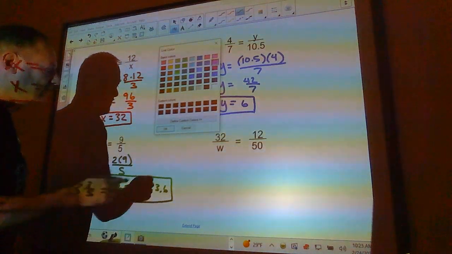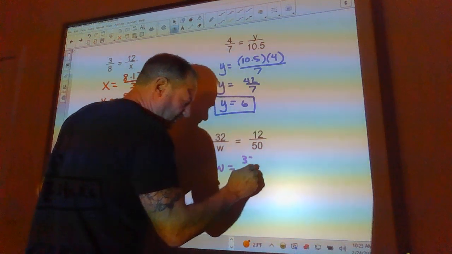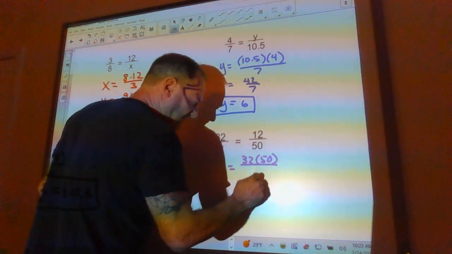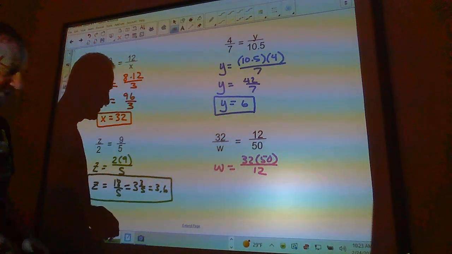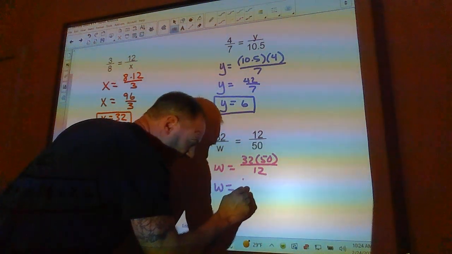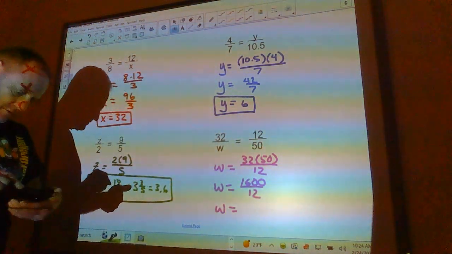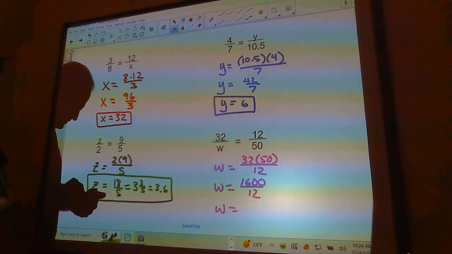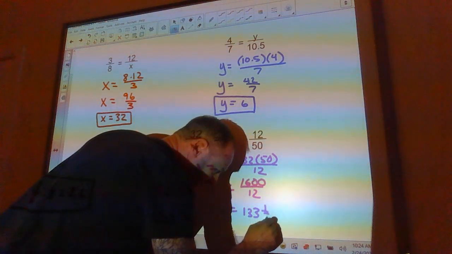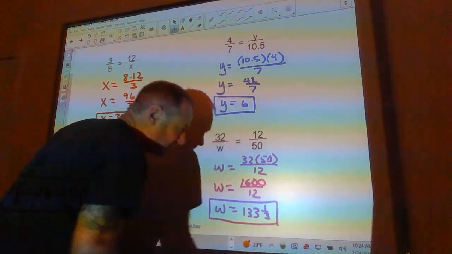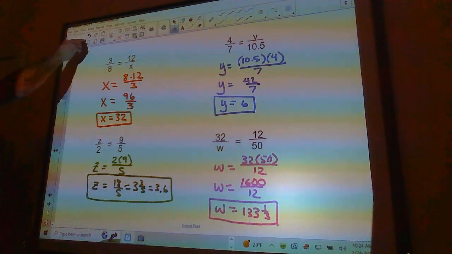And then finally, we've got w is going to be 32 times 50 divided by 12. So what's 32 times 50? 1600 divided by 12 comes out to 133 1/3. So hopefully you got all those correct. All right, moving right along.